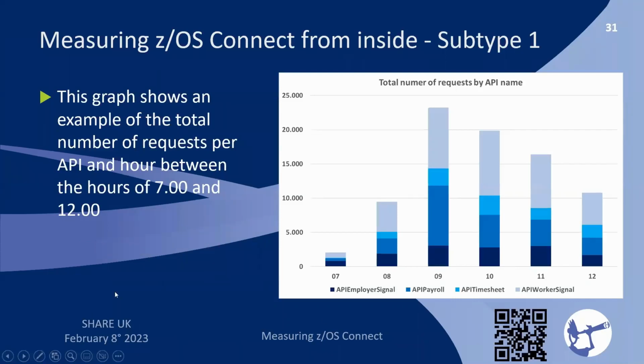So in this graph, we see the total number of requests per API and hour between 7 and 12. And you see that we have divided, according to our definition, different types of API. If you are using zOS Connect, then it's really useful to do this kind of activity because you will understand exactly what kind of requests are arriving to the zOS Connect and where they will be transferred.